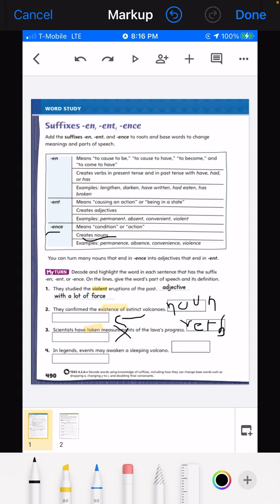And then right here, you are going to write the definition of what it means for something to be taken. All right, in number 4, it says in legends, events may awaken a sleeping volcano. If we look at the word awaken, it ends in en. And again, en creates verbs. Awaken is something that somebody or something can do, so it is a verb. We're going to write verb. And again, right there, you're going to write the definition of awaken.